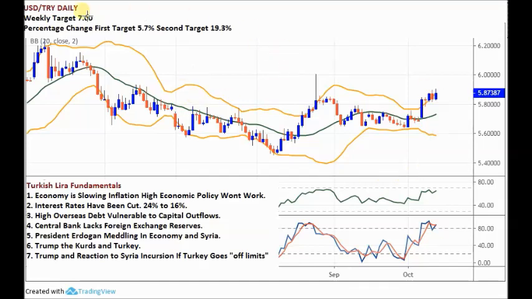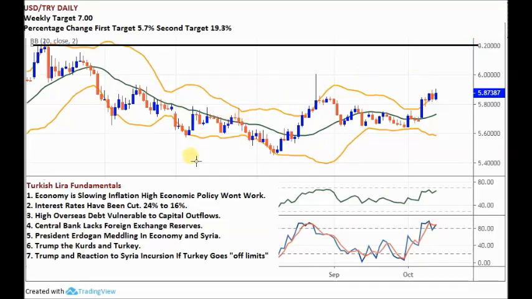Just before we do, we'll just go to the top left where I've written some notes. Weekly target is 7, which we reached that level last year when Turkey had a currency crisis. We could get another one and could easily get up to that level. Now, in terms of percentage change to targets, I've got 2 targets. I'll draw my first target in already. So I think 6.20 is on the cards. Okay. That'd be 5.7% from where we are now. The second target, if we reached it, 19.3%.